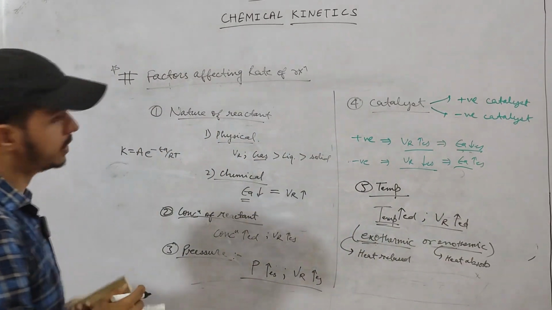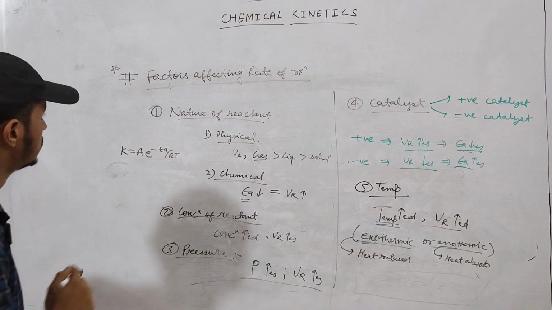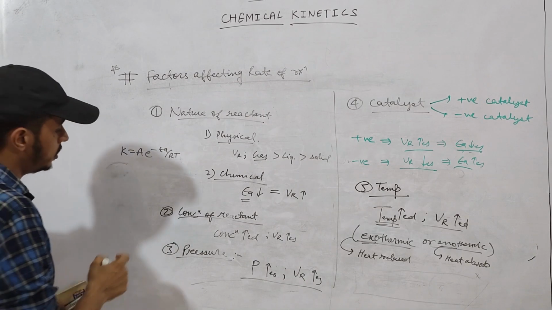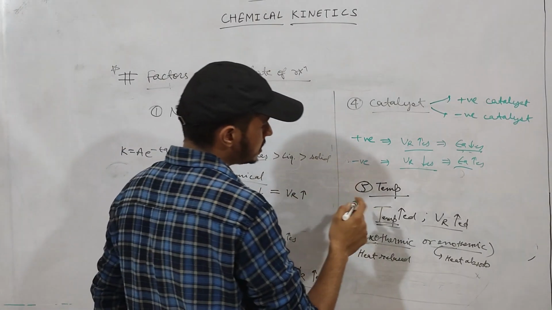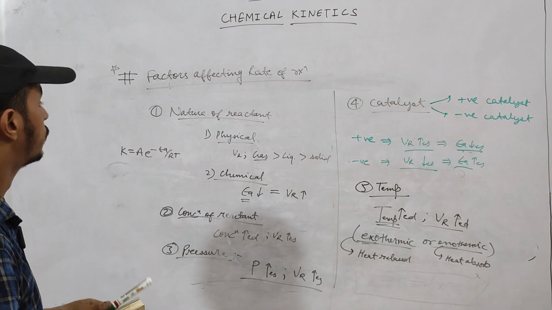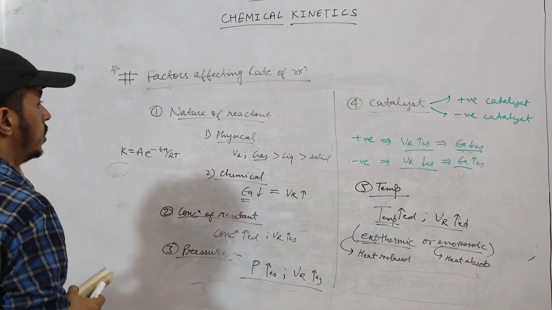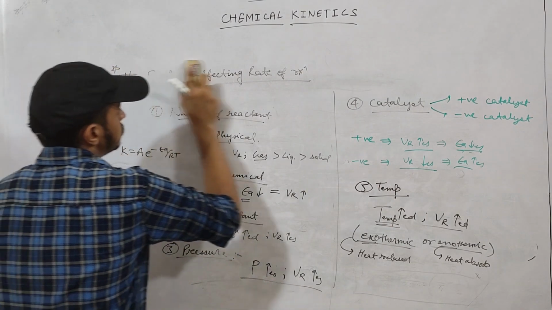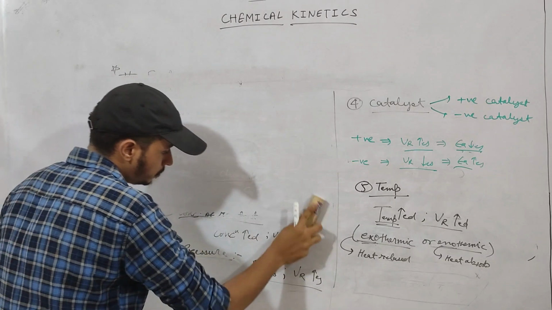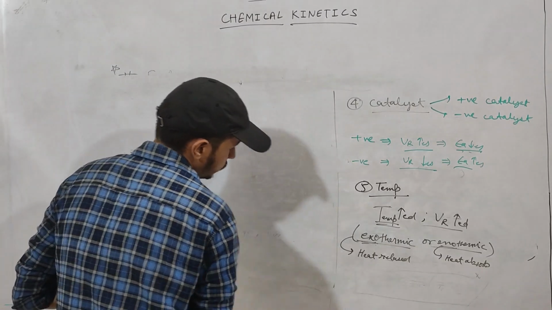So these are the five factors which affect the rate of reaction. First is nature of reactant, second is concentration of reactant, third is pressure, fourth is catalyst, and fifth is temperature. Now let's move toward the next topic, which is theories of rate of reaction. This is also important from the board perspective.